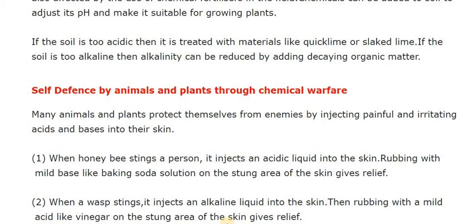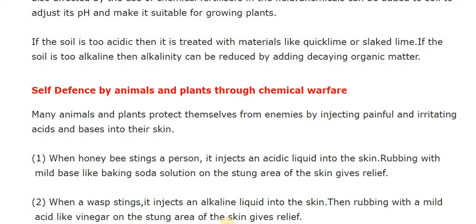Due to the combustion of fuel, the nitrogen and sulfur gases and carbon dioxide, that is nitrogen dioxide, sulfur dioxide and carbon dioxide, react with the atmospheric moisture and form acids, and this acid comes along with the rain, so it causes acid rain.